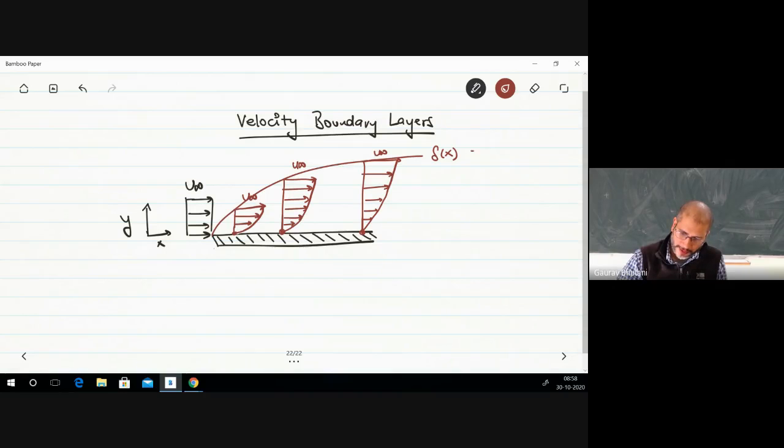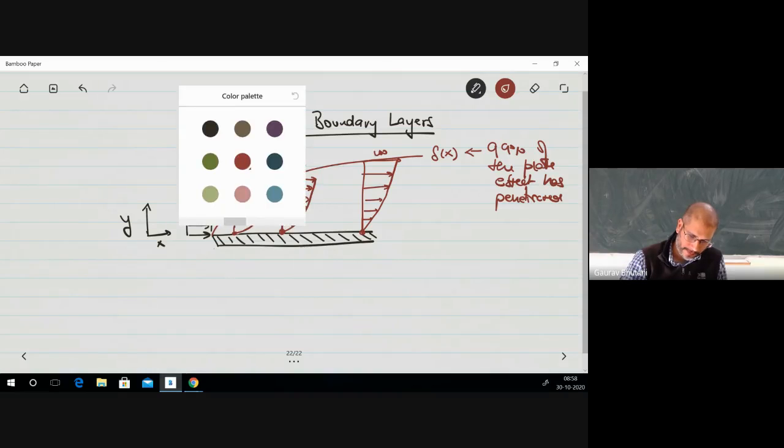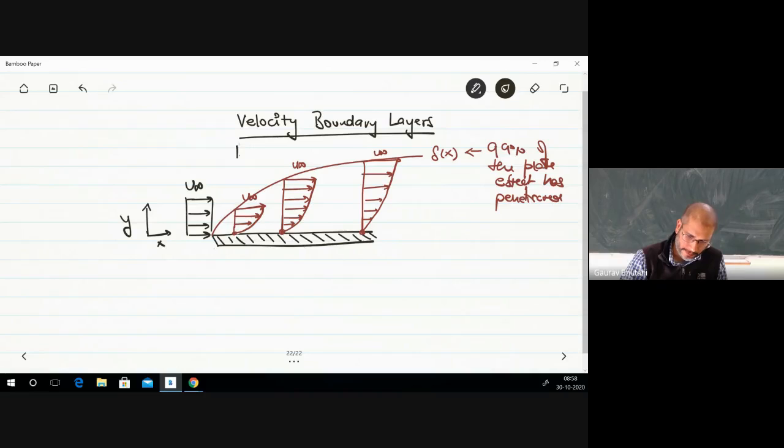So we define this delta as 0.99 or 99% of the effects of the plate have penetrated. 99% of the effects because of the plate have penetrated into the free stream. Call this the free stream, and this region is called the boundary layer.